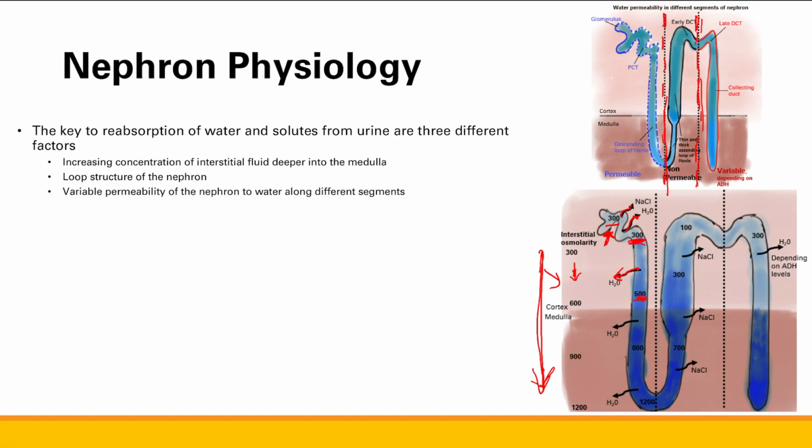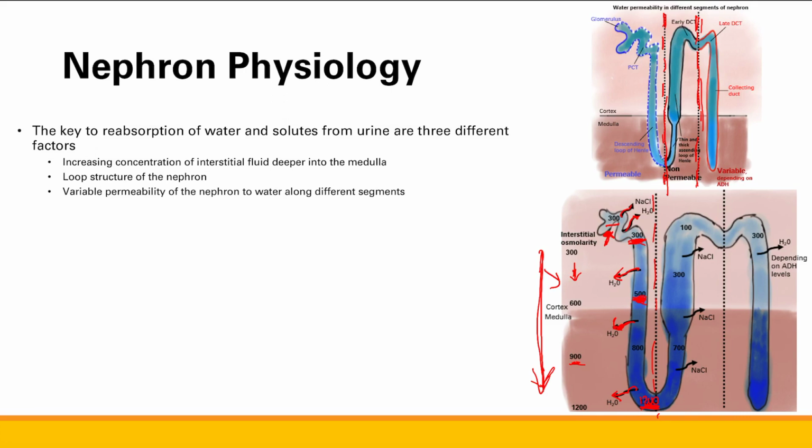And this is all possible because this whole section, as we said, is it permeable to water or not? It is permeable. So as you keep going down, even though your concentration just went up, the concentration out here is going up too. So water keeps going, and at the end of the day, when you're at the bottom of this loop of Henle, you have a very concentrated filtrate. It's going to be similar to the concentration in the medulla.